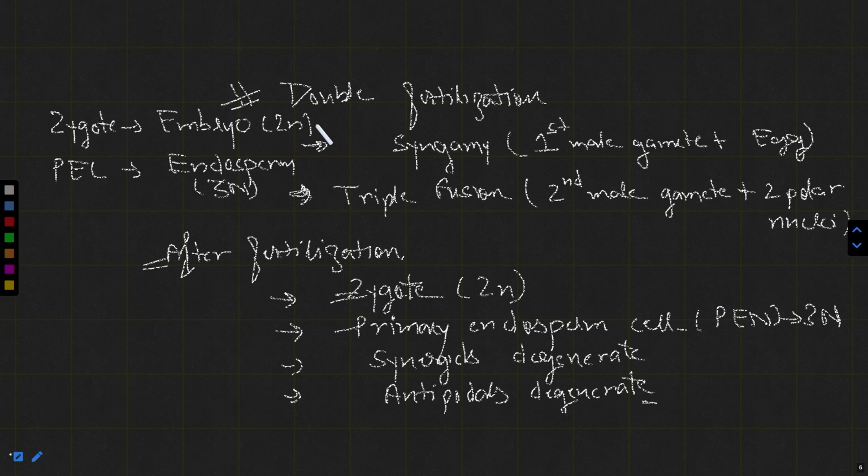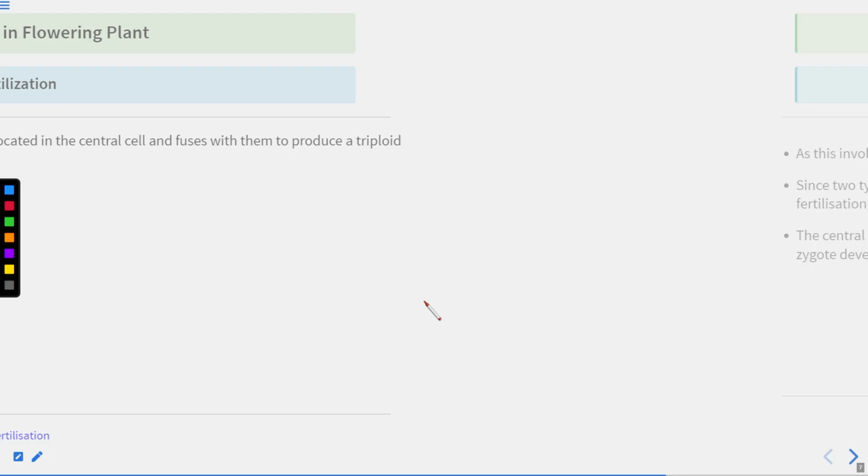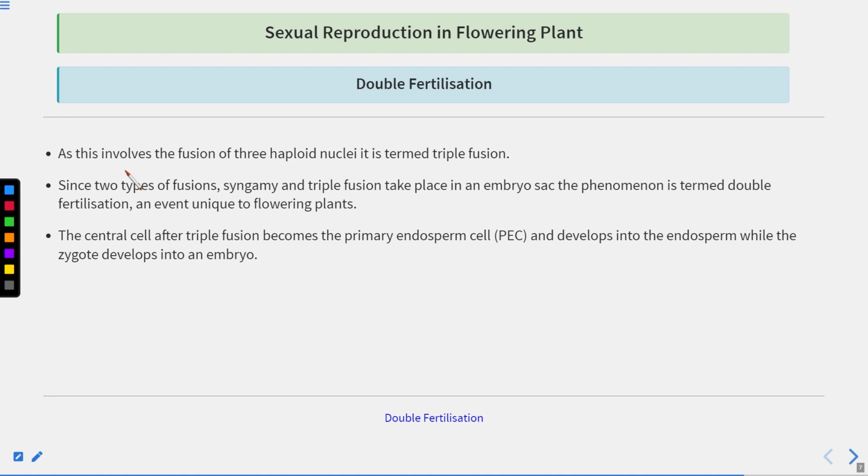Clear? And what is the function of the endosperm? This endosperm provides nourishment to the growing embryo. Clear? Now let's move on. We have already talked about the triple fusion also. Triple fusion involves the fusion of three haploid nuclei. So all the cells in the embryo sac are haploid, as well as the male and the female gametes, these are also haploid.